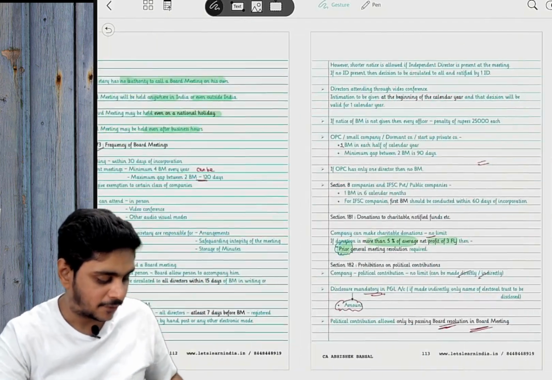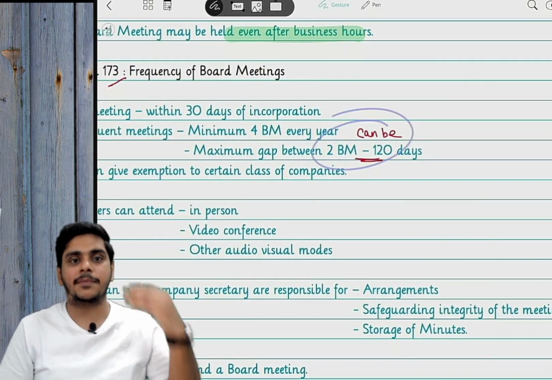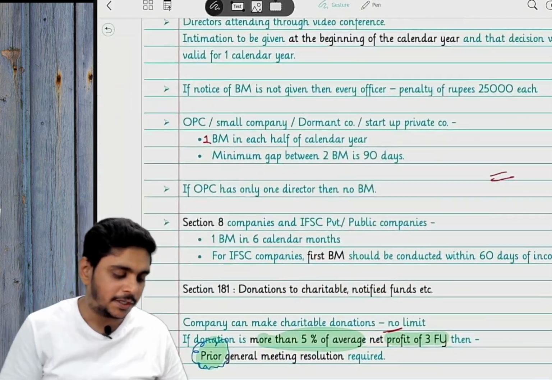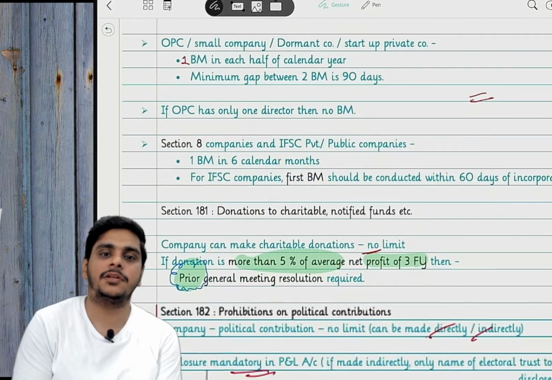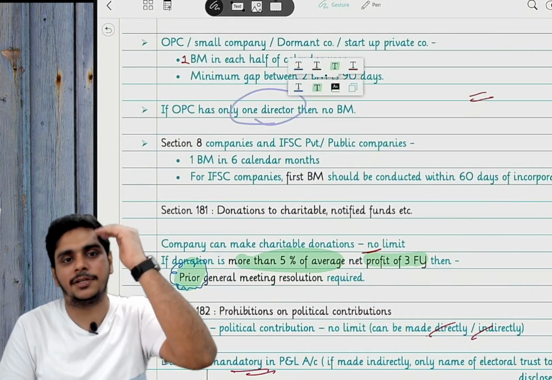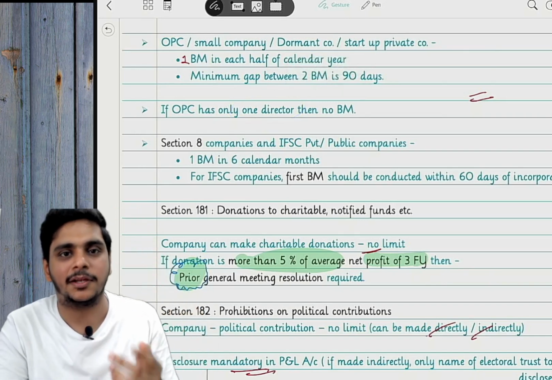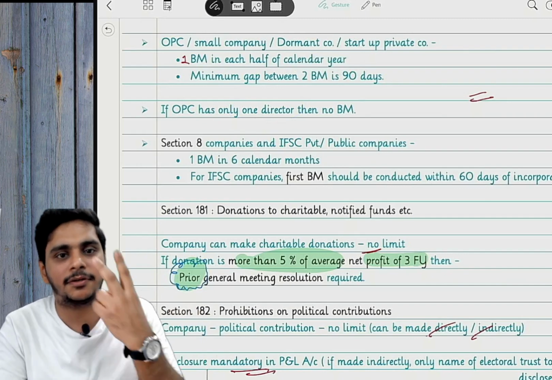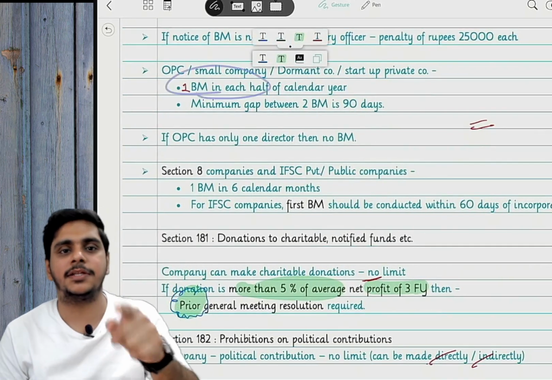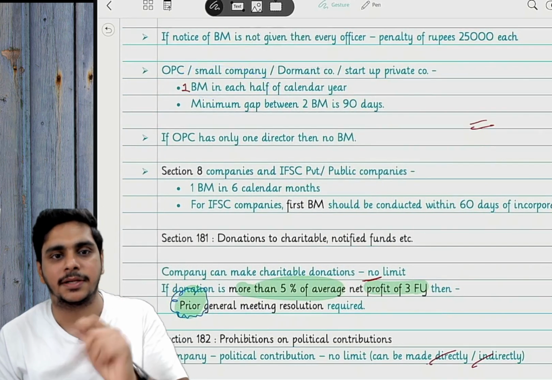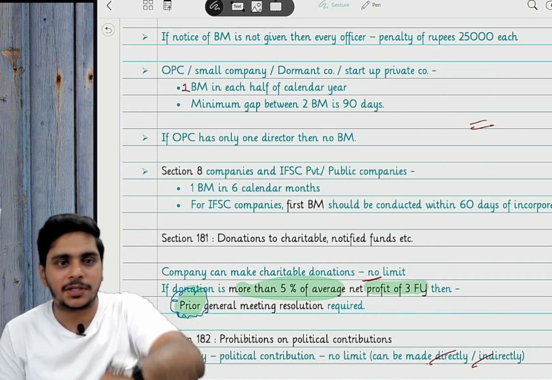For the normal case, the maximum gap was 120 days. Here the minimum gap is 90 days. If an OPC has only one director, logically, there is no board meeting. An OPC with more than one director has two board meetings. One board meeting in each half of the calendar year basically means two board meetings. Generally 4 board meetings, OPC 2 board meetings. OPC with no director, no board meeting.